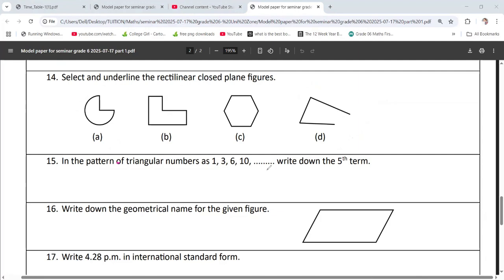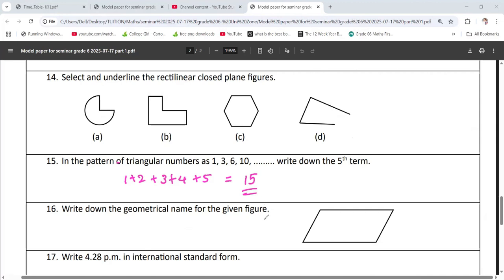In the pattern of triangular numbers 1, 3, 6, 10, write down the fifth term. You get the fifth term like 1 plus 2 plus 3 plus 4 plus 5, right? And this is how you get the fifth term. So when you add 1 plus 2 plus 3 plus 4 plus 5, you get 15.